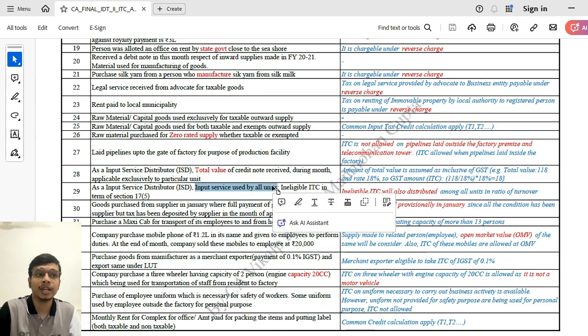सो नेक्स्ट पॉइंट, in ISD, as an ISD, input service used by all unit ineligible ITC in term of section 17(5). It means हमने कोई सर्विस यूज करी उस पे ITC इनएलिजिबल था तो वो डिस्ट्रीब्यूट होगा या नहीं होगा। Yes, in case of ISD, ineligible ITC also distributed to the units which use the such services.